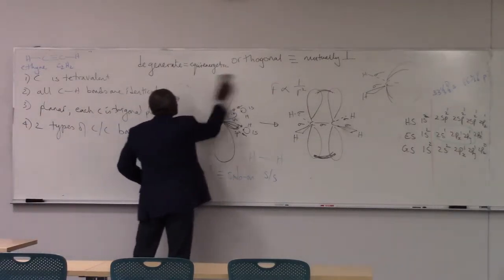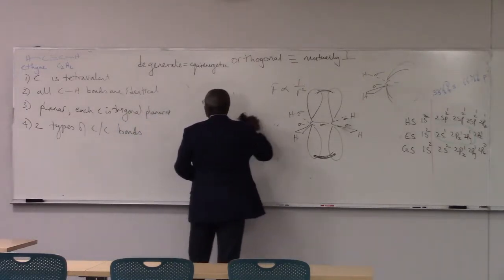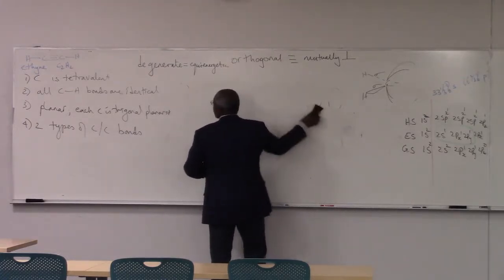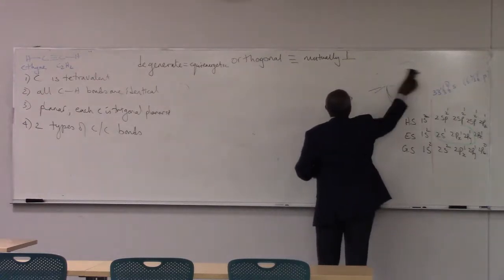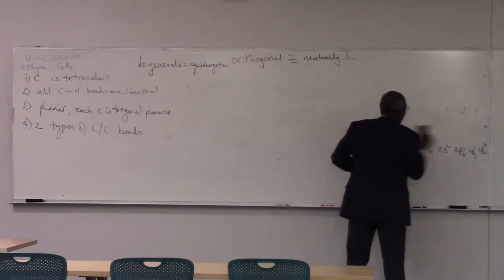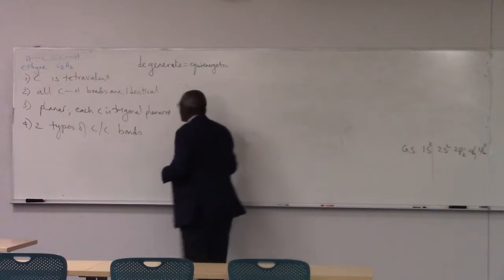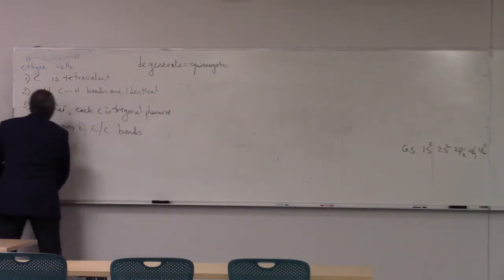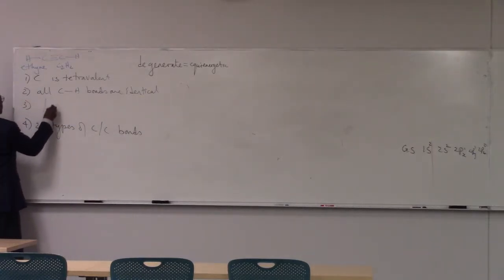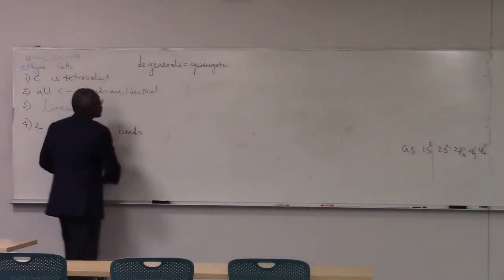Well, one is that the carbon is tetravalent. Two, that all, in this case both, CH bonds are identical. It turns out the molecule is linear. And there are also 2 types of carbon-carbon bonds. So the difference is this molecule is linear. Okay. Can we account for this?